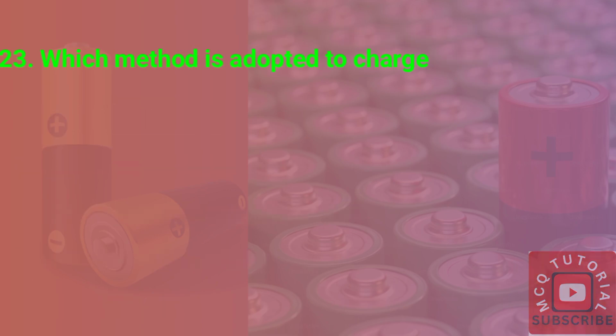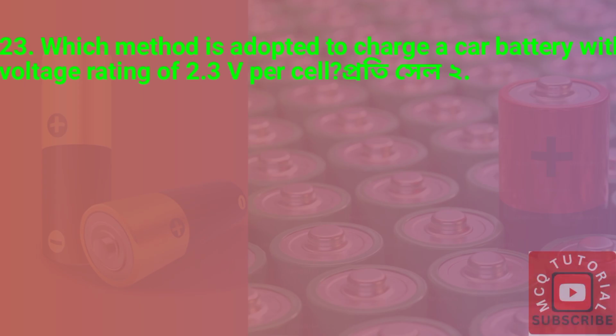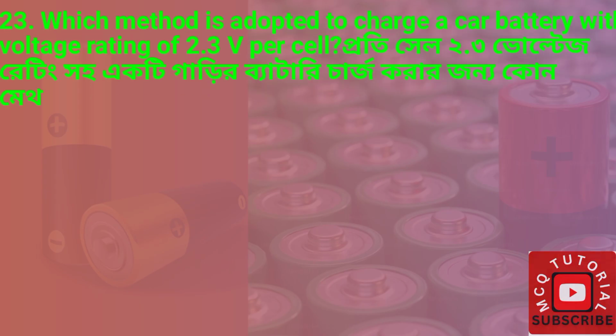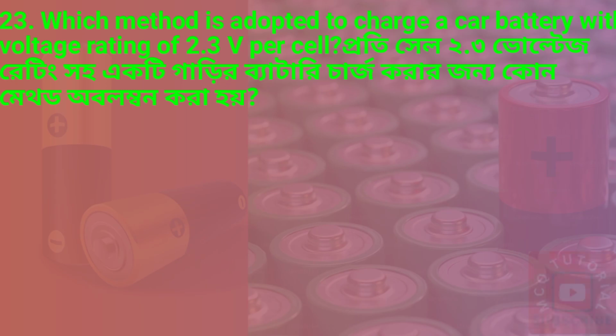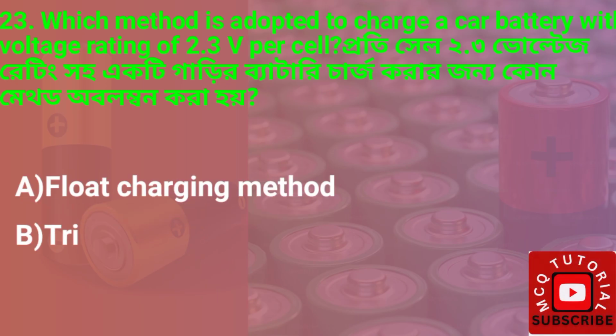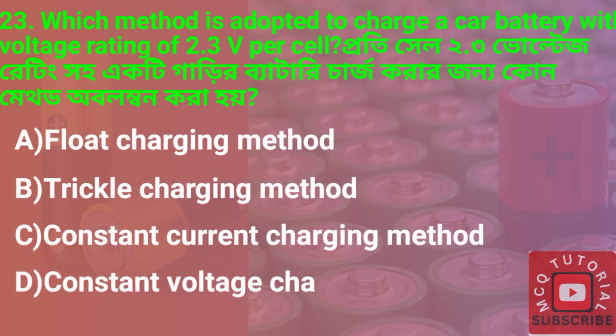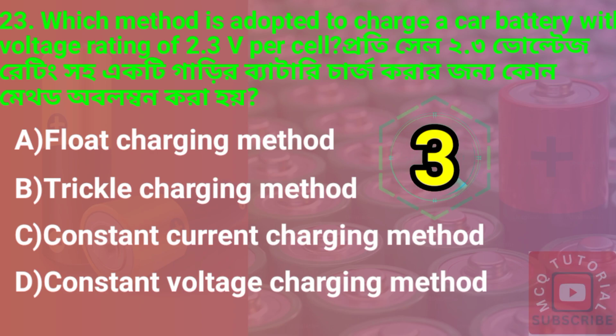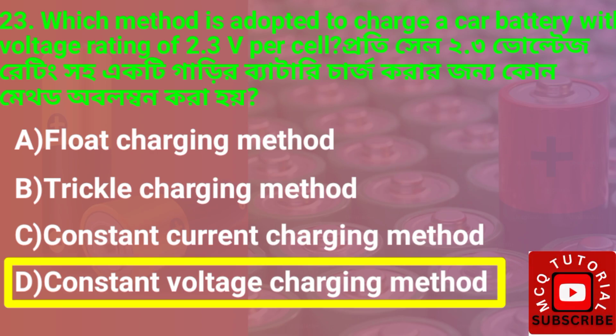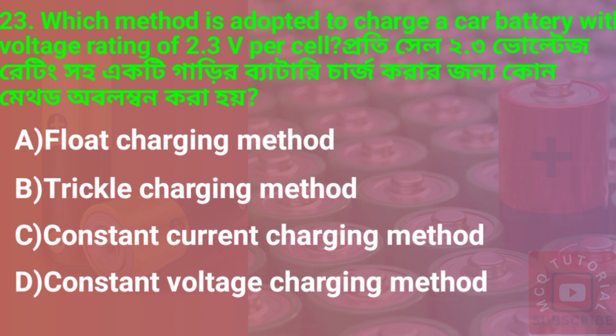Question number 23. Which method is adopted to charge a car battery with voltage rating of 2.3 volt per cell? Option A float charging method, option B trickle charging method, option C constant current charging method, option D constant voltage charging method. উত্তর হবে option D constant voltage charging method.